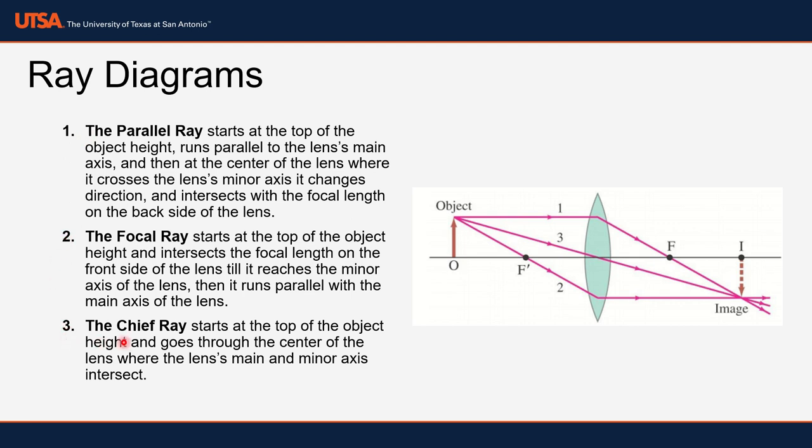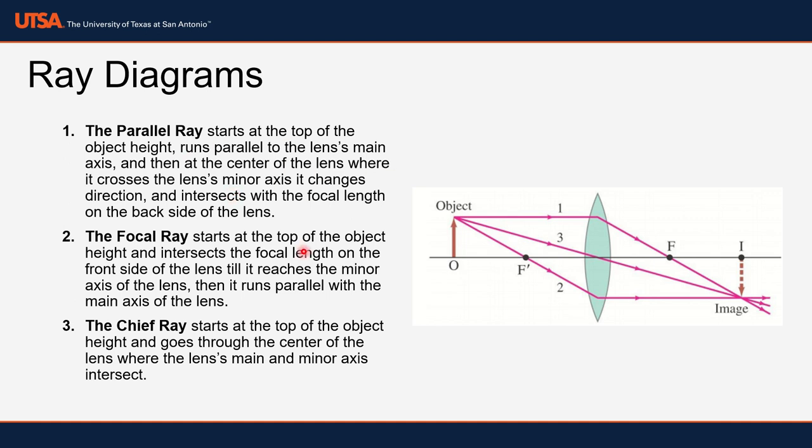Now, some ray diagrams might not have all 3 rays. You might see 2 rays, like typically you're always going to see the chief ray, but you might see the chief ray and the focal ray, or the chief ray and the parallel ray in some ray diagrams. But this is the basic 3 rays that we use when we're drawing ray diagrams. And it's very important to know the definitions of all 3, especially when it comes to your quiz.